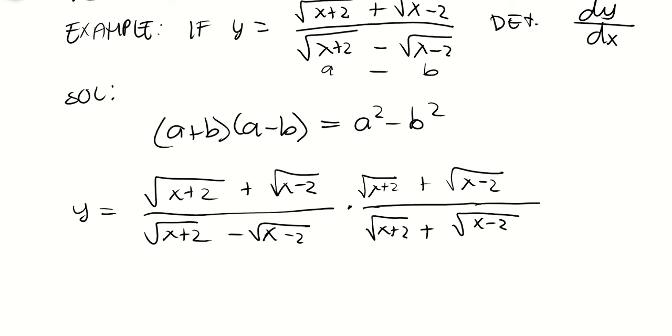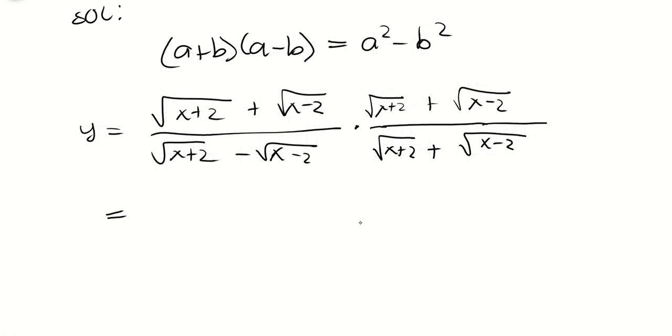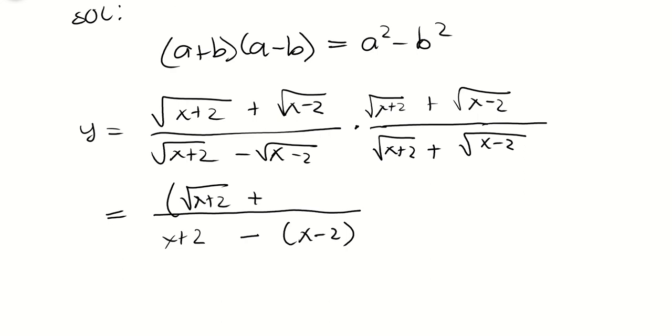Then we can now simplify the conjugate. We can apply this special product here, and this will be equal to a squared, so x plus 2, the square of the square root, is just x plus 2. Then minus b squared, so x minus 2 is x minus 2. Then at the numerator, it's the same term, so we can just square this: square root of x plus 2, square root of x minus 2, then you square it.